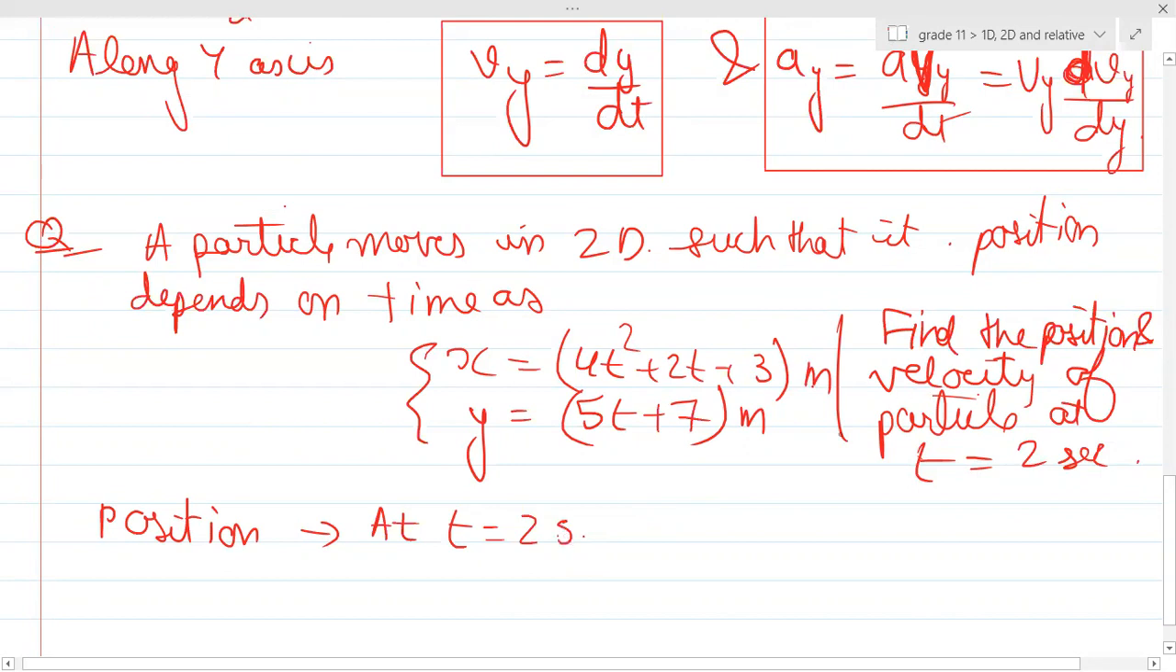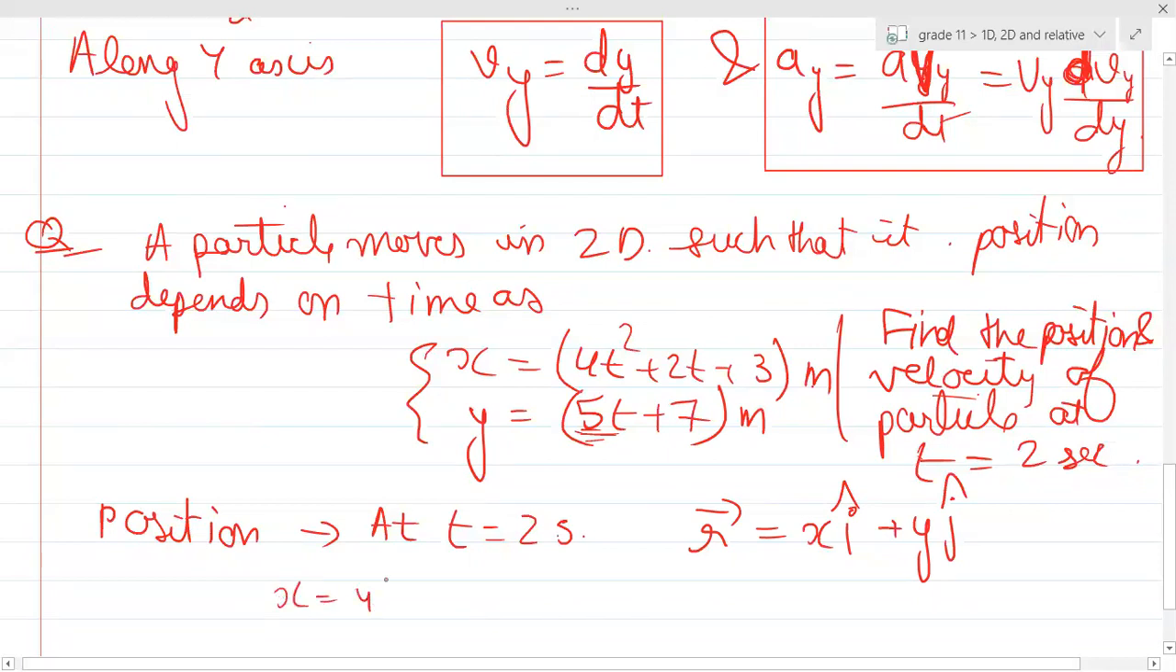And then velocity, I put the t value. So when you put the value, you'll get x and y, right? So that is the position. The position vector is x i cap plus y j cap, right? So the position vector is given by, just put t equals 2 seconds over here.